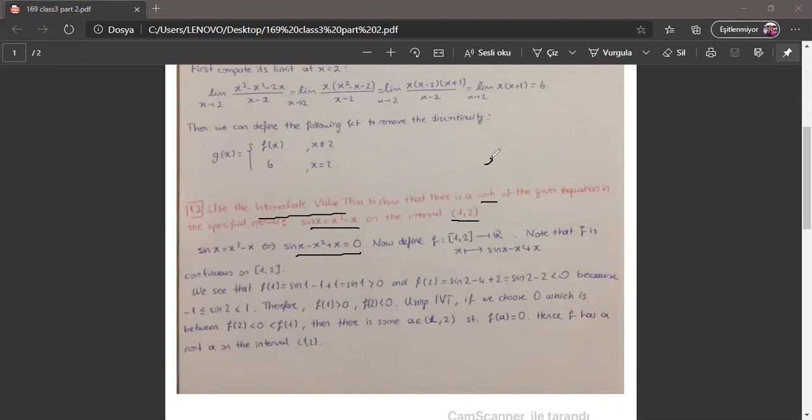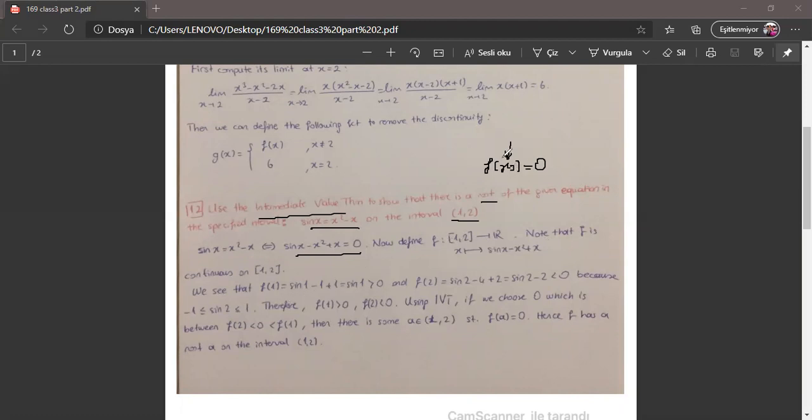What does that mean? If x0 is a root, then f of x0 should be equal to 0. We need to find some value x0, which makes this function equal to 0. So here we have this function defined on a closed interval. Now it's clear that f is continuous on this interval because sinus of x is continuous and the rest is polynomial. So we have a continuous function f, okay?